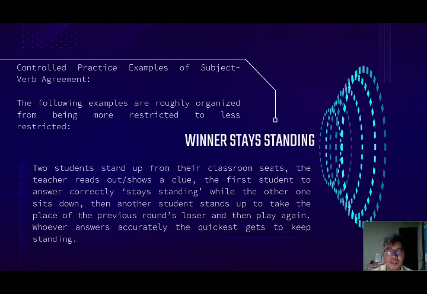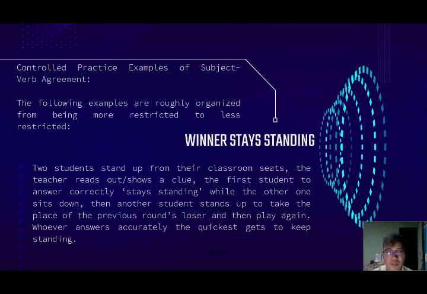Then another one is that the game winner stays standing. This is just a very simple game. Two students stand up from their classroom seats. The teacher reads out or shows a clue. Then the first student to answer correctly stays standing, while the other one sits down. Then another student stands up to take the place of the previous round's loser and then play again. Whoever answers accurately the quickest gets to keep standing.